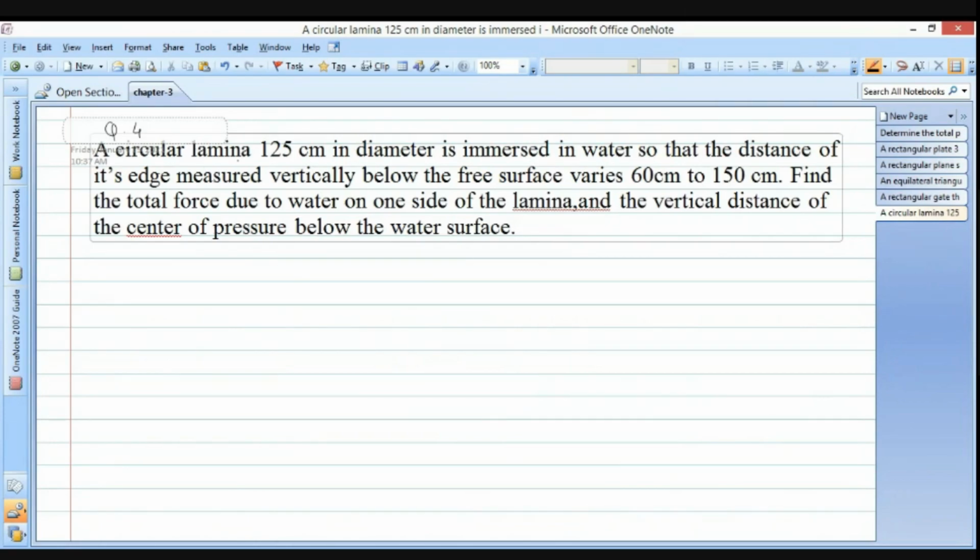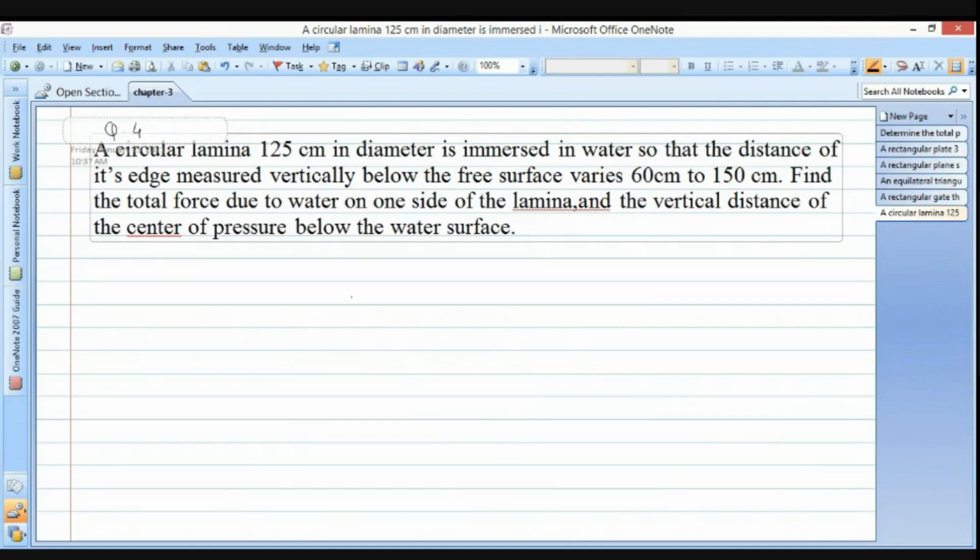A circular lamina 125 centimeter in diameter is immersed in water so that the distance of its edge measured vertically below the free surface varies from 60 centimeters to 150 centimeters. Find the total pressure force due to water on one side of the lamina and the vertical distance of the center of pressure below the water surface.